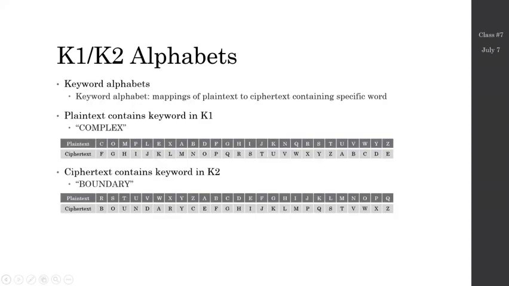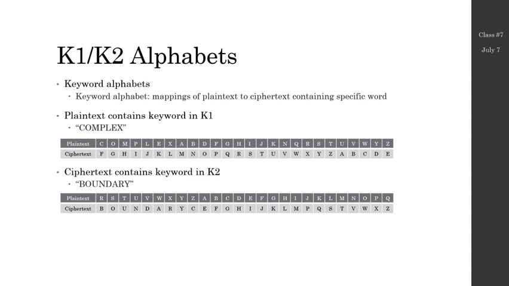Anyways, I said earlier that aristocrats and patristocrats were completely random mappings of ciphertext to plaintext or plaintext to ciphertext, but in some cases you can actually create a more orderly way to have these mappings without going completely Caesar cipher mathematically mapped.